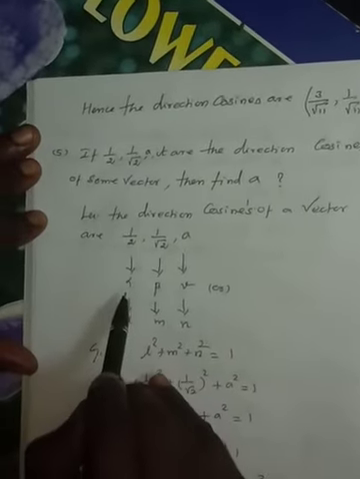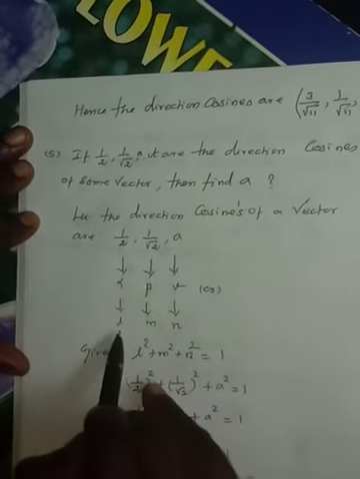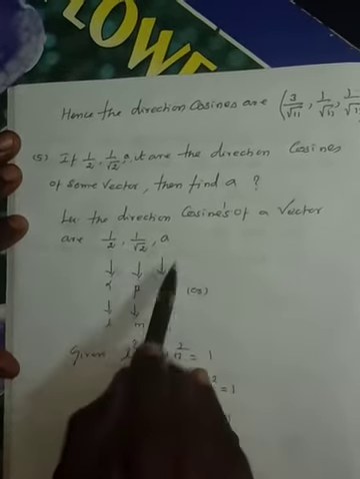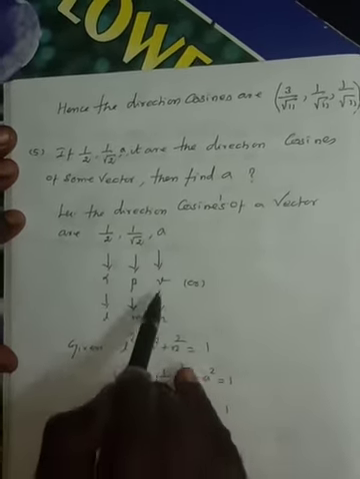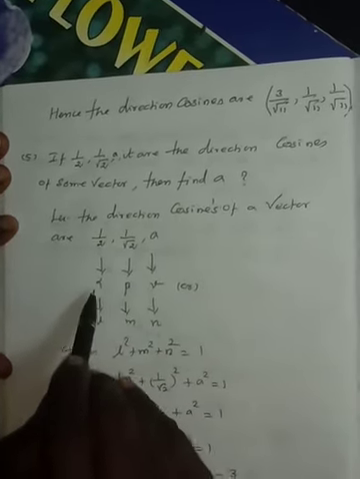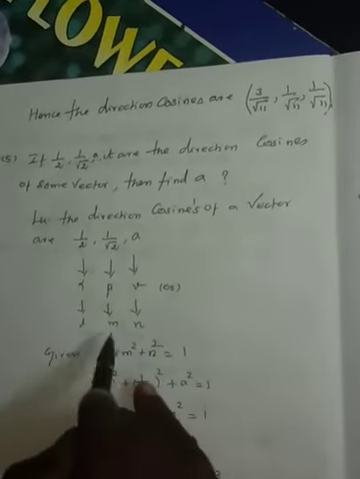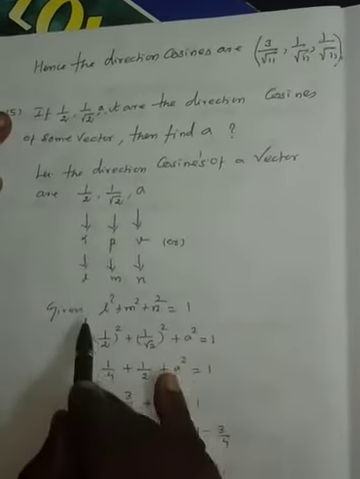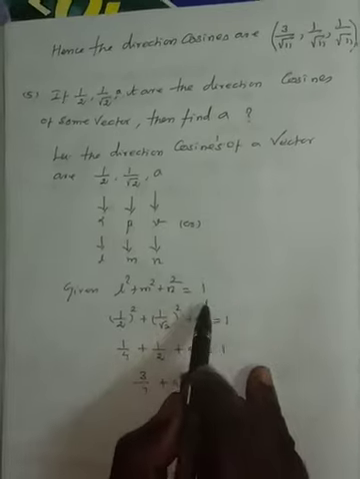Let the direction cosines of the vector be 1 by 2, 1 by root 2, comma A. Take 1 by 2 as alpha or L, 1 by root 2 as beta or M, and A as gamma or N. Sometimes alpha, beta, gamma are given in your book; let us take L, M, N. These two are equivalent. Given L square plus M square plus N square is equal to 1.